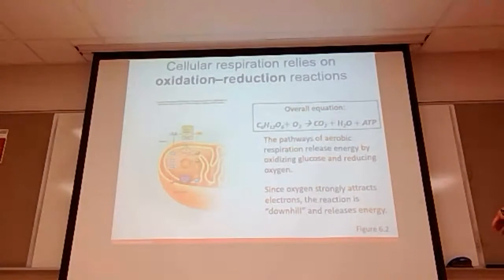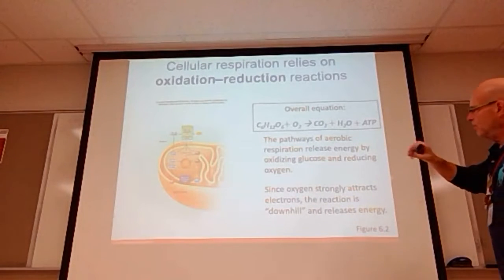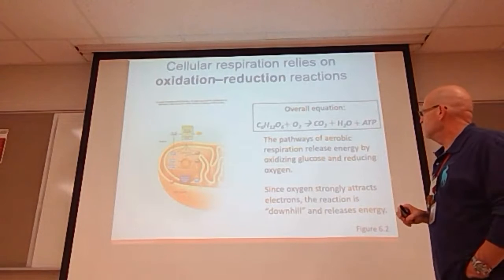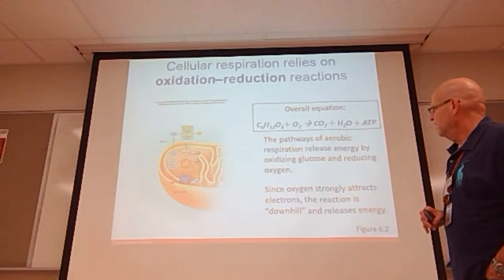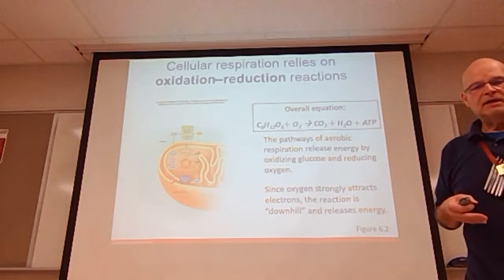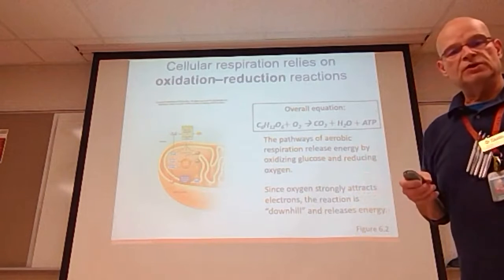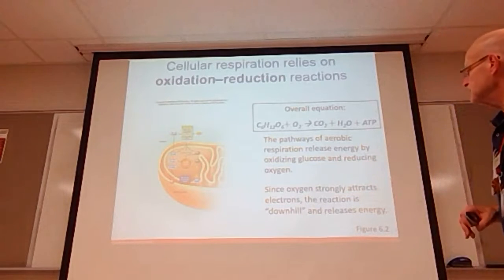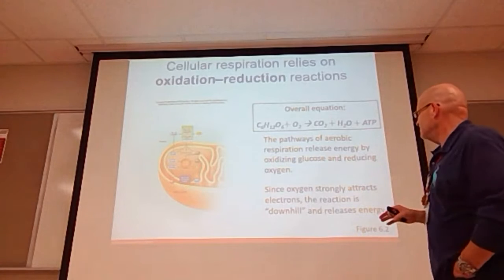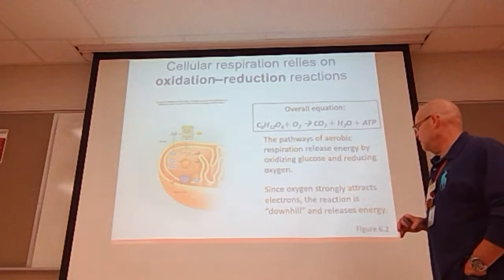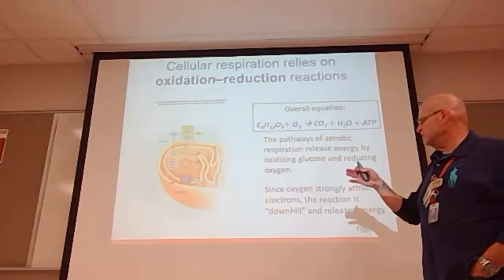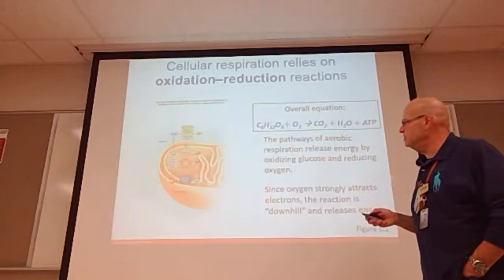So, oxidation reduction reactions: pathways for aerobic respiration release energy by oxidizing glucose and reducing oxygen. And if you remember, oxidizing means we're removing electrons, reducing means we're adding electrons. Since oxygen strongly attracts electrons, the reaction is forced downhill as it releases its energy.